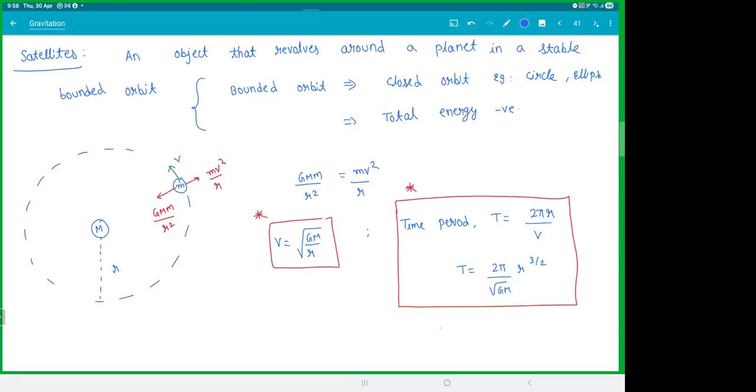And here, what is capital M? Be careful, capital M is the mass of the planet, not the mass of the satellite. Any doubts on this page? Clear? Aditi? Shaurya? Param?